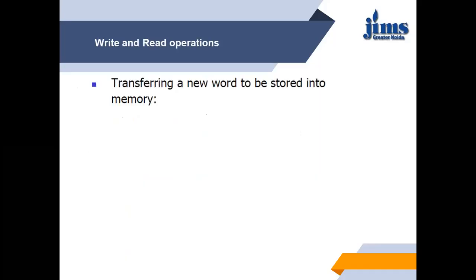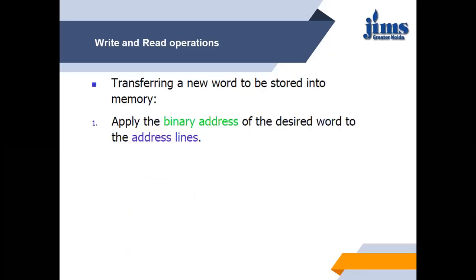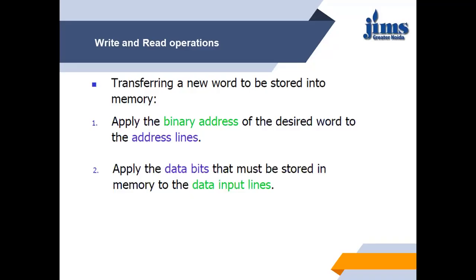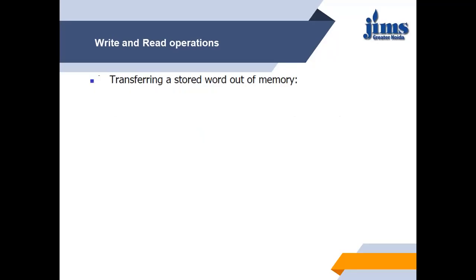Now, how does the read and write operation take place? Transferring a new word to be stored into memory: when we are writing, we apply the binary address of the desired word to the address lines. First, we have to select the particular address, the location at which we have to read or write. Then apply the data bits that must be stored in the memory to the data input lines. So first we select the address, then we put the data on the data lines, then activate the write input. We have two inputs, read and write. Now that was the process of writing into the memory.